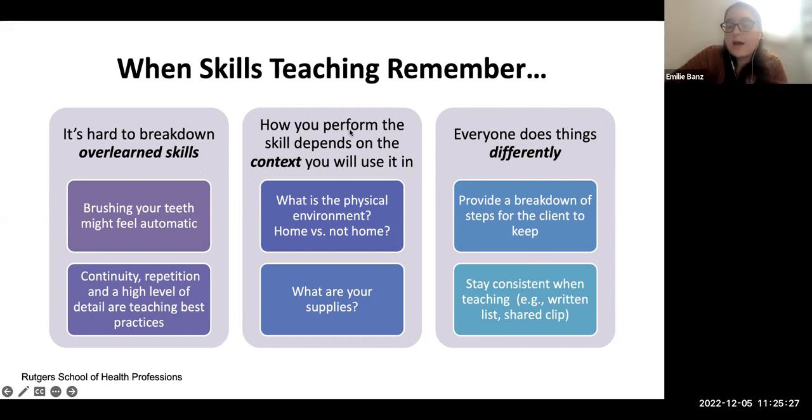And then just think of how everyone does things differently, right? So again, provide that breakdown of the steps for the client to keep, and then take that back with you so that the steps are consistent, because people do things differently. And in order for the person to learn and have the most success with learning that skill, that repetition of doing the steps over and over again is really going to be key.